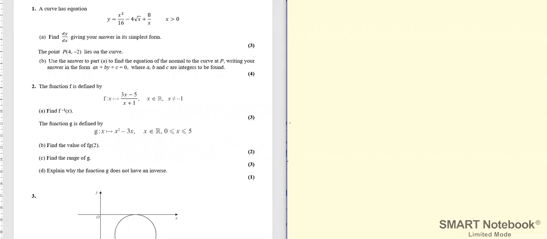Right, so let's have a look at number 1 here. We have been given the equation of the curve y equals x cubed over 16 minus 4 root x plus 8 over x. And in part A, we've been asked to work out dy by dx.